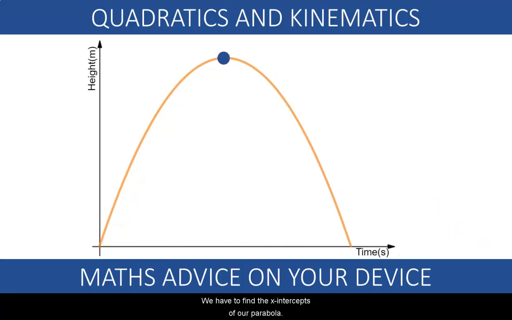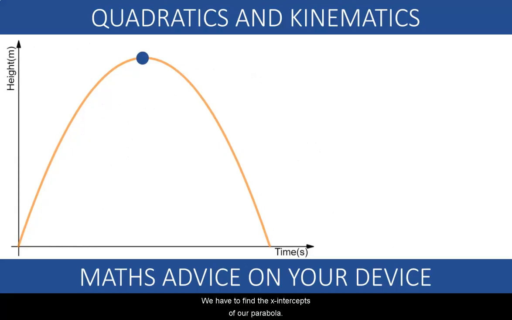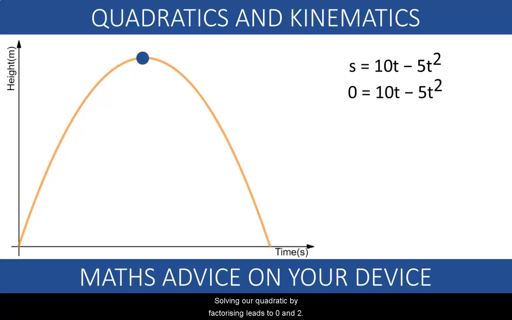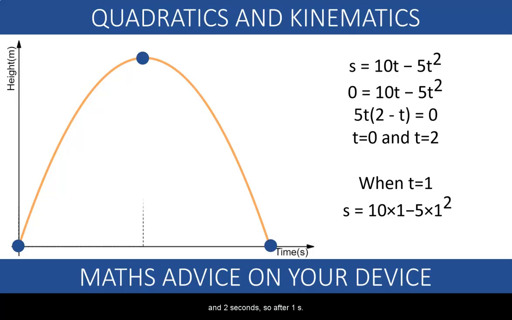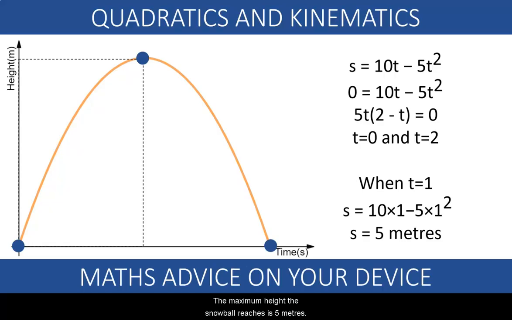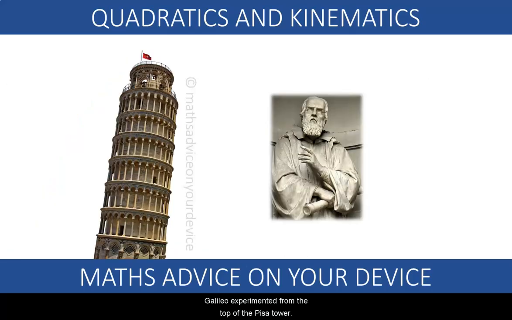We have to find the x-intercepts of our parabola, and these are the times when s equals 0. Solving our quadratic by factorizing leads to 0 and 2. The snowball reaches its maximum halfway between 0 and 2 seconds, so after 1 second. Replacing t with 1, we obtain 10 take away 5, which equals 5 meters. The maximum height that the snowball reaches is 5 meters.